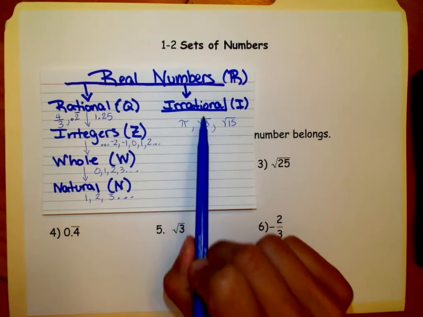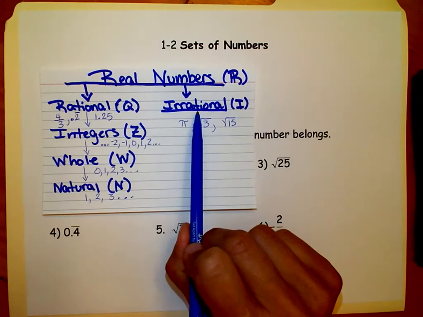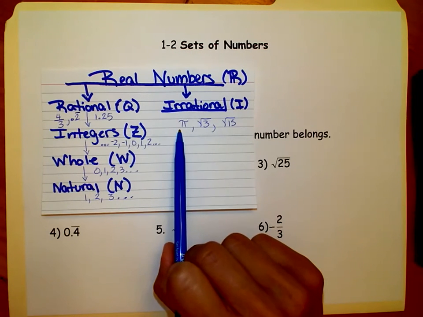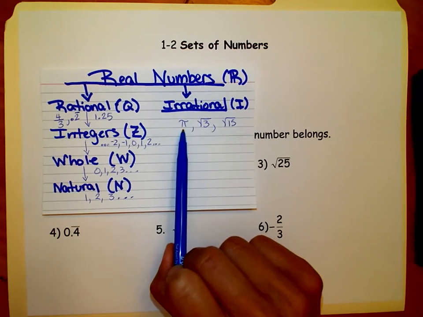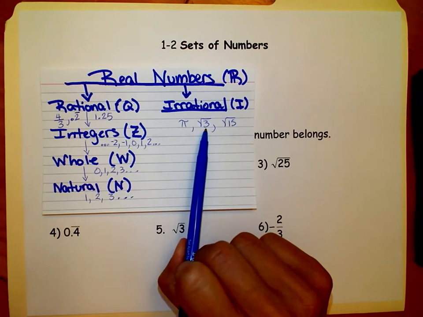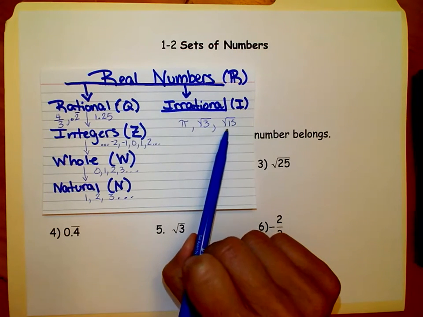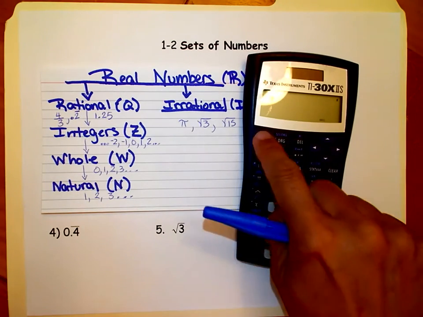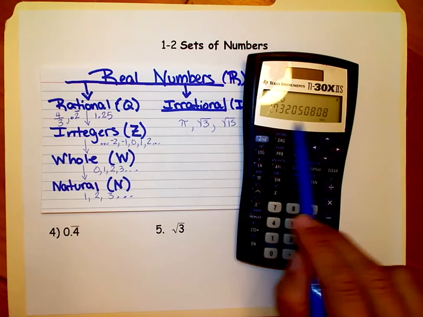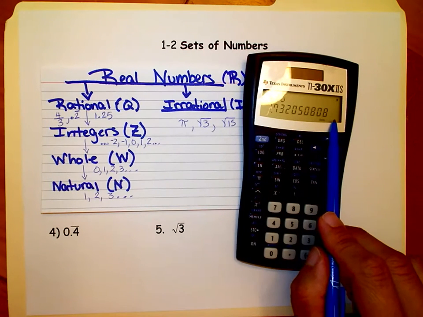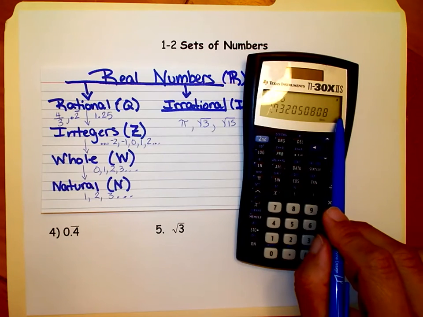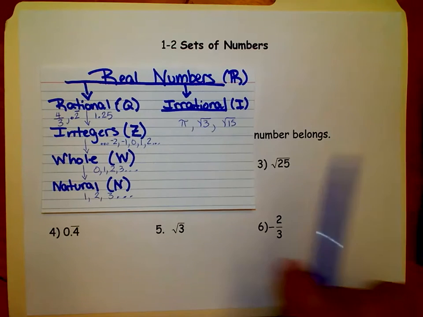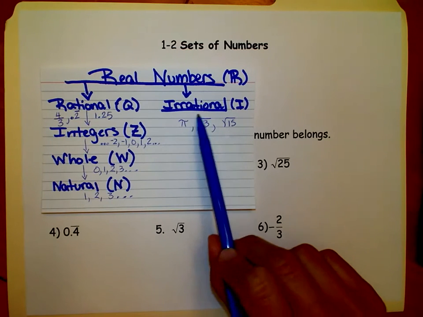Irrational numbers are decimals that do not have any repeating pattern and they do not end. And you've probably learned about pi, how pi goes on forever and ever and never repeats a pattern. These square roots are also irrational numbers. If you put the square root of 3 in your calculator, it goes until the digits stop and then it stops. The calculator rounds it off, but it doesn't mean it actually stops. It goes on and on forever and never repeats any pattern. And so we call that an irrational number.